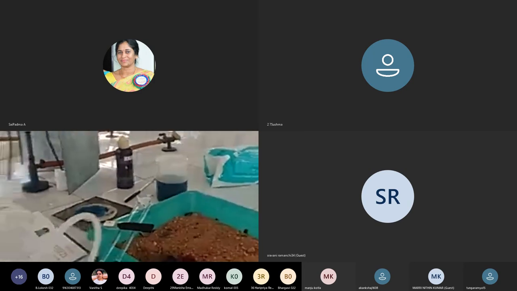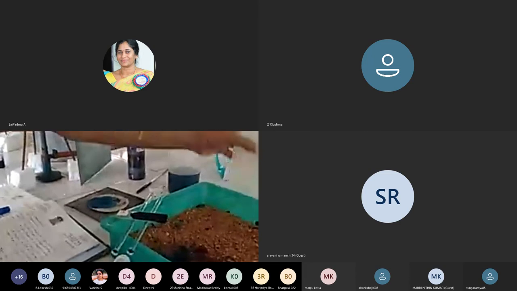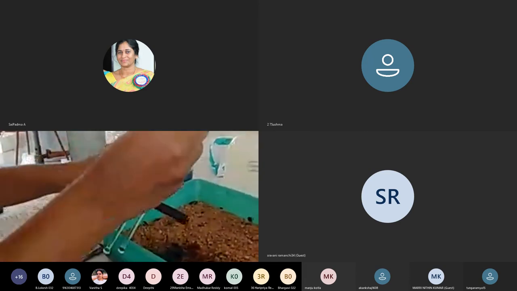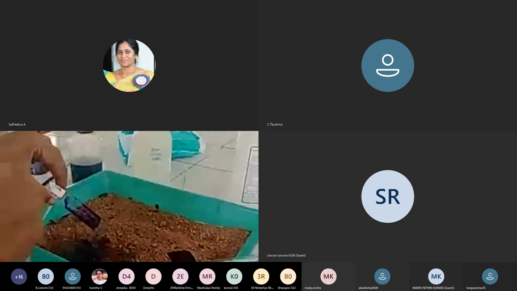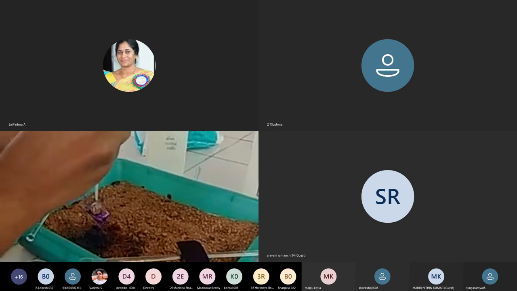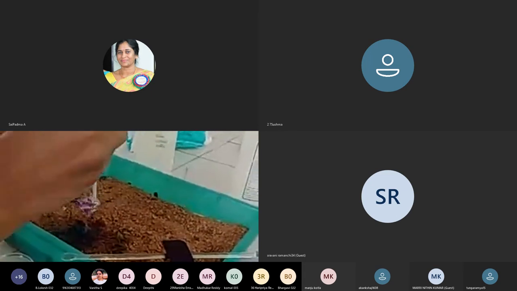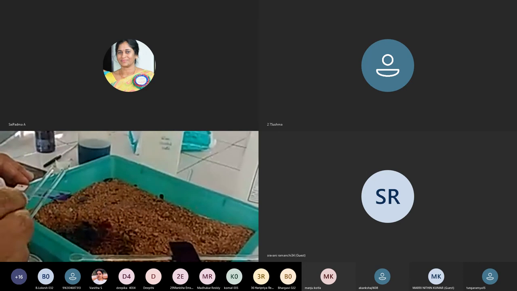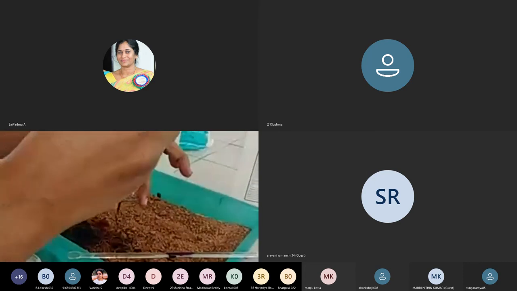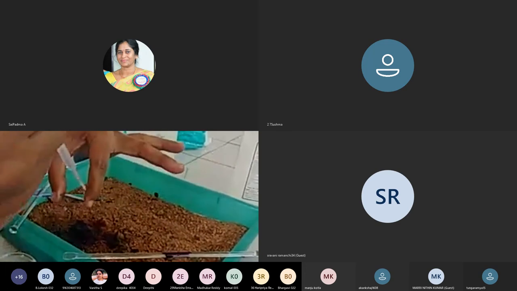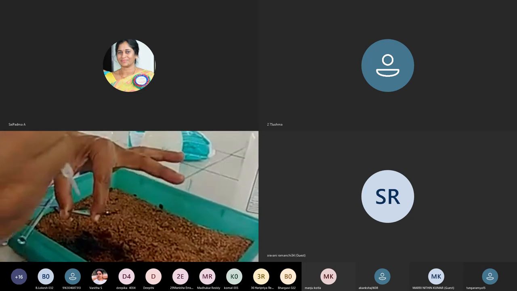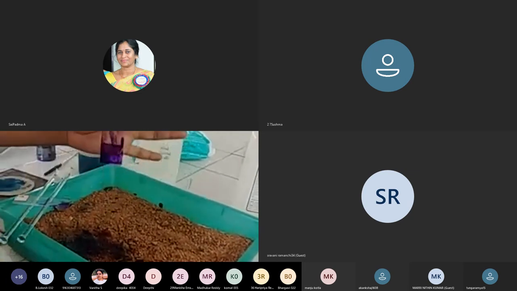So this is the distilled water that we have taken. Let me wash it. Once the stain is finished, rinse it with drops of distilled water. Now once we have washed it, this is the first slide. The second slide also we have to wash. So we can just add some amount of water, very slowly.